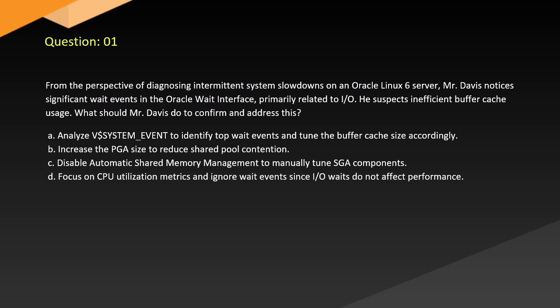A. Analyze v$system_event to identify top wait events and tune the buffer cache size accordingly. B. Increase the PGA size to reduce shared pool contention. C. Disable automatic shared memory management to manually tune SGA components. D. Focus on CPU utilization metrics and ignore wait events since I/O waits do not affect performance.